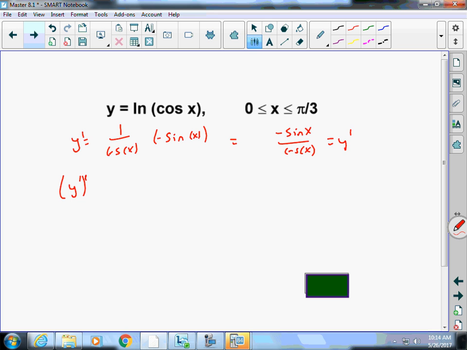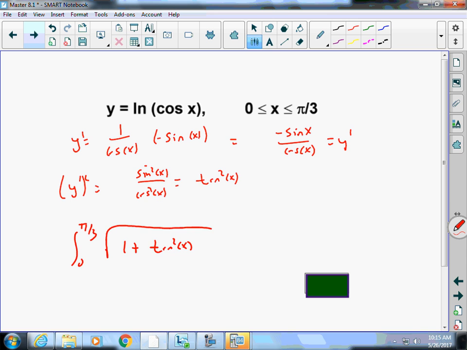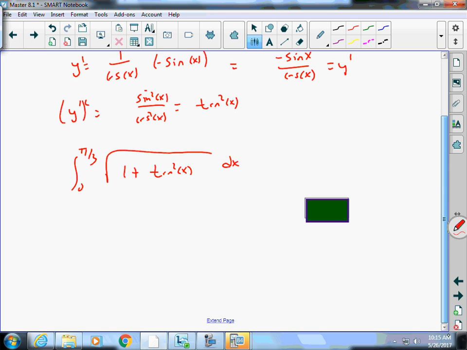Y prime squared means I end up squaring it, so it's going to be positive. Sine squared x over cosine squared x. Hopefully I can recognize that as being tangent squared x. So now we want to find the arc length from 0 to pi over 3. It's 1 plus my y prime squared, which is just tangent squared x dx. Hopefully I'm recognizing that 1 plus tangent squared x is just secant squared of x. We should remember that from all those problems we did in chapter 7.